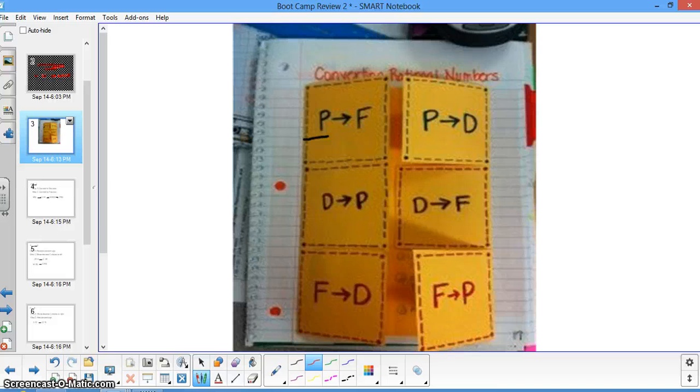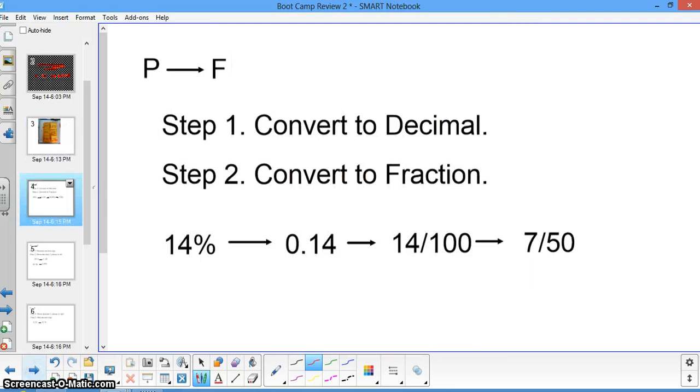Let's take a look at how to convert from percent to fractions, decimal to percent, fractions to decimals, percent to decimals, decimals to fractions, and fractions to percents. Looking at percents to fractions. Step 1, convert to a decimal. Step 2, convert to a fraction.